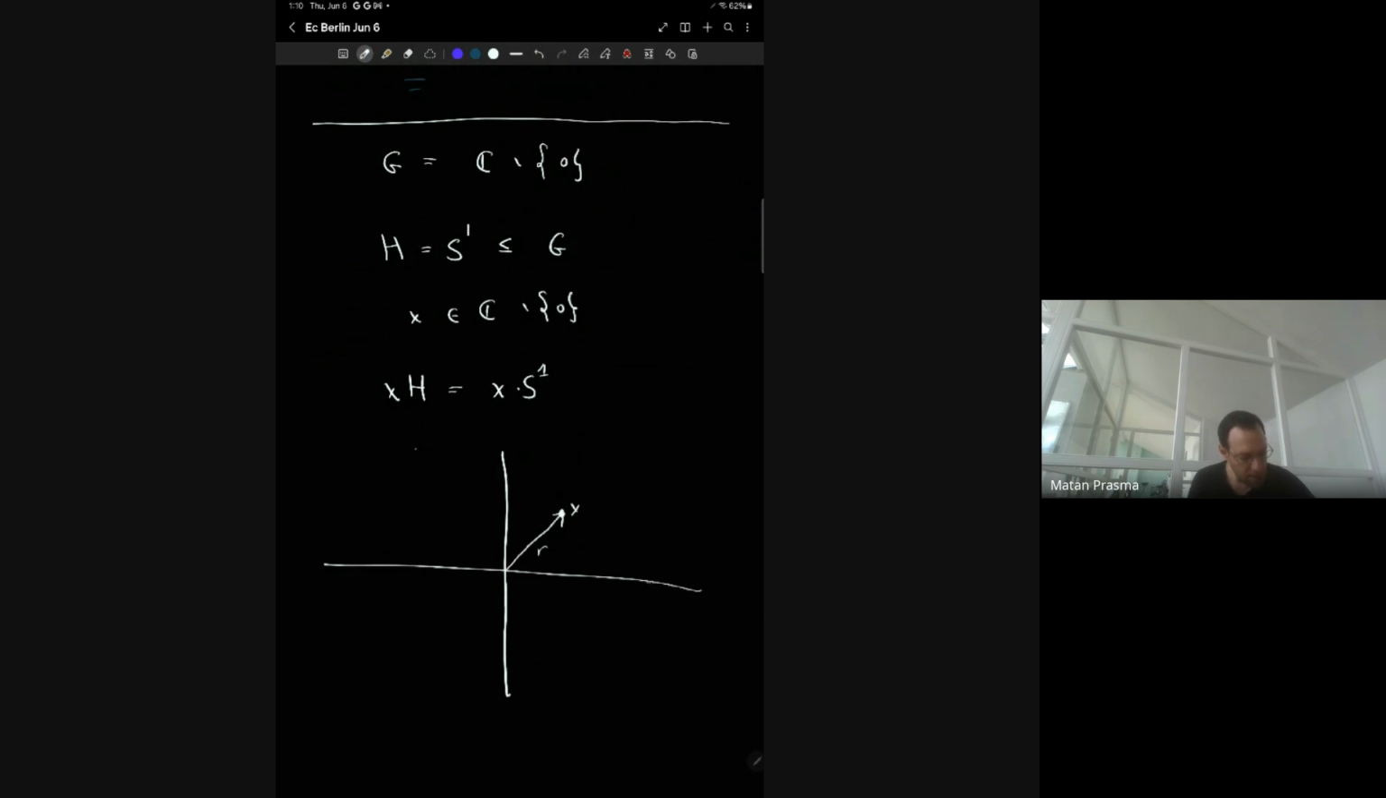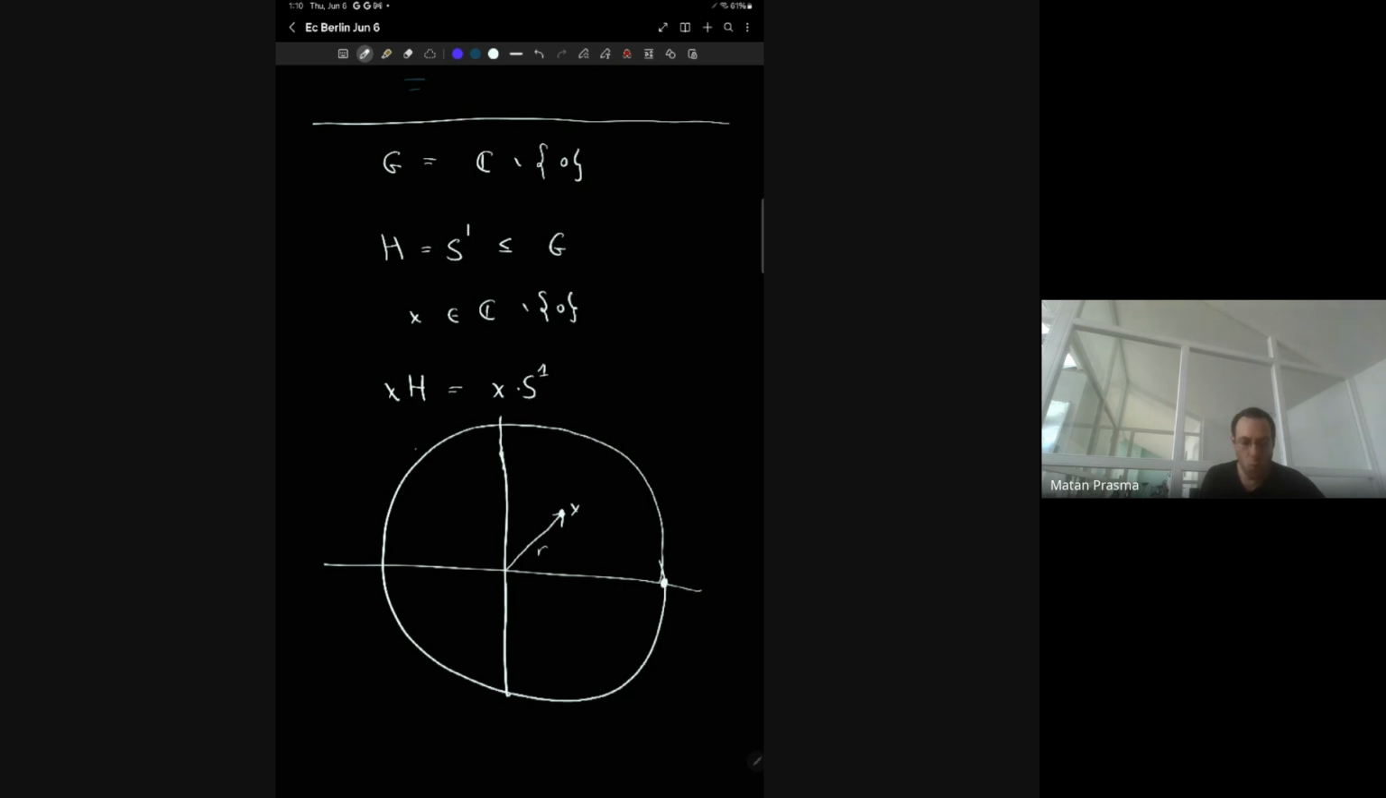Then I take the unit circle and I stretch it by R. That's my coset. So that's a coset, but it's not a group, right? Because it doesn't have a neutral element. It's not a group for several reasons.